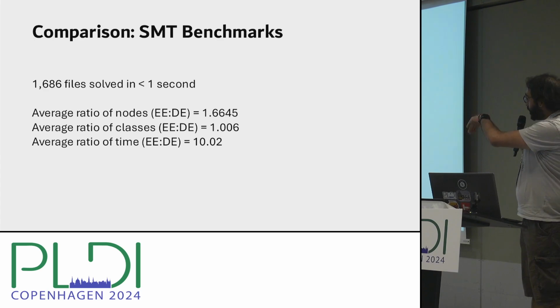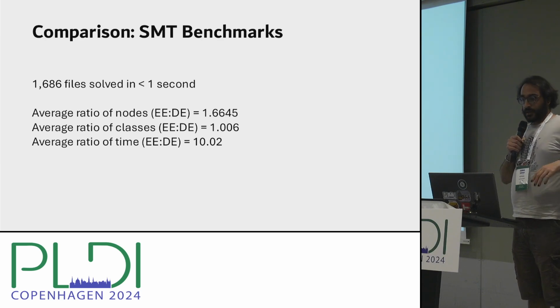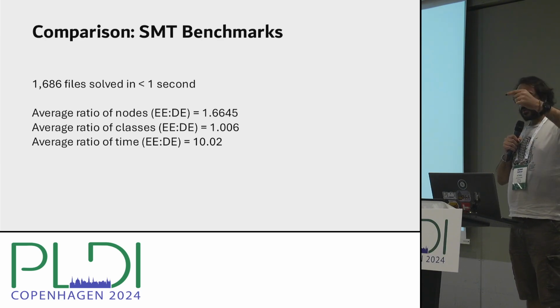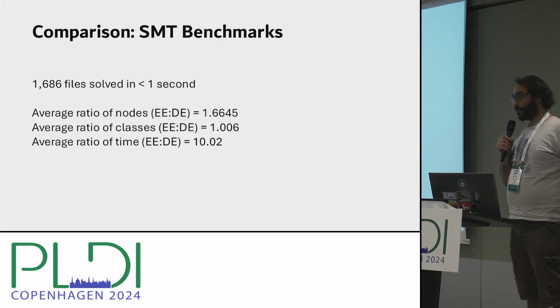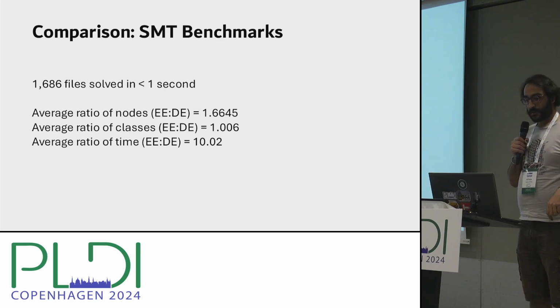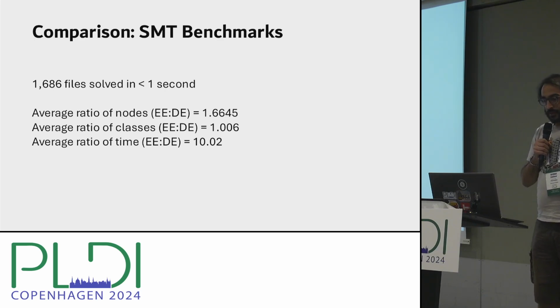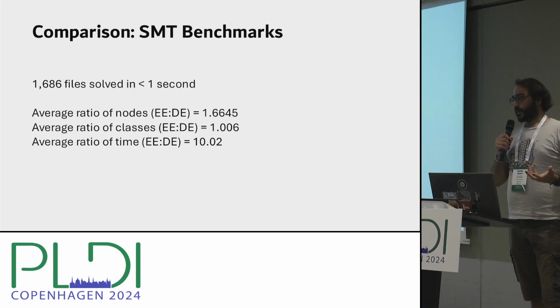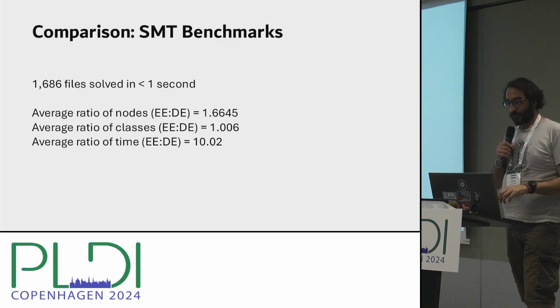And what you see here are these 3 numbers. These are ratios. So this would be, first of all, how many more nodes there are if you use embedding. So if you use embedding, there will be 66% more nodes than if you use disequality edges. Classes are pretty much the same for both approaches, but the time to find whether there is a solution or not is 10 times more if you use equality embedding.